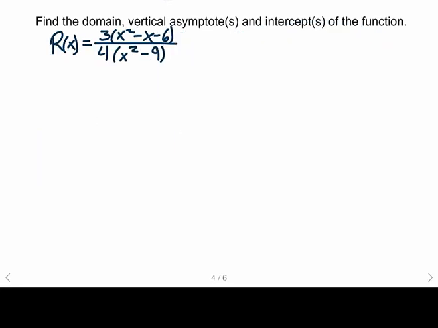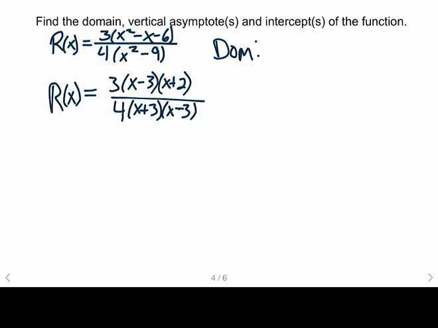Next, we have same instructions. The function is r of x is equal to 3 times the quantity of x squared minus x minus 6 divided by 4 times the quantity of x squared minus 9. See if you can work through the 4 steps that I outlined earlier, finding the domain, reducing if possible, the vertical asymptotes, and the intercepts. Find them on your own. Go ahead and pause the video and work it out.